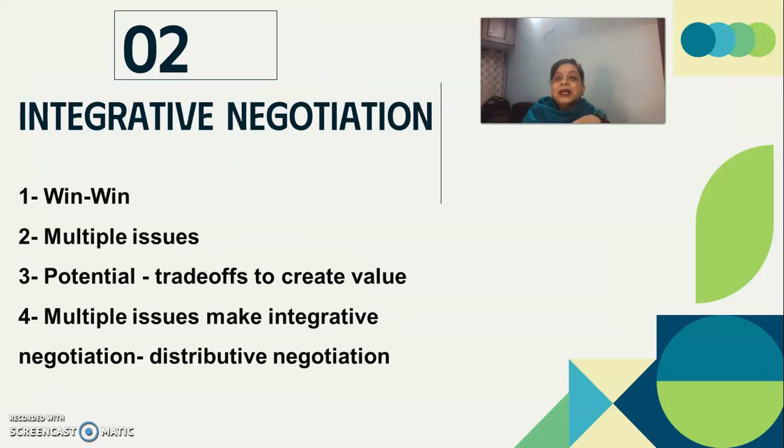Integrative negotiation is the second one. Again, the name itself suggests that it is integrated. There are multiple issues which are integrated and then they need to be put forth and discussed. But one good thing about it is it's a win-win kind of a deal where both the parties will be happy. So a happy ending kind of a thing where trade-offs to create value are there. There's potential. There are multiple issues.